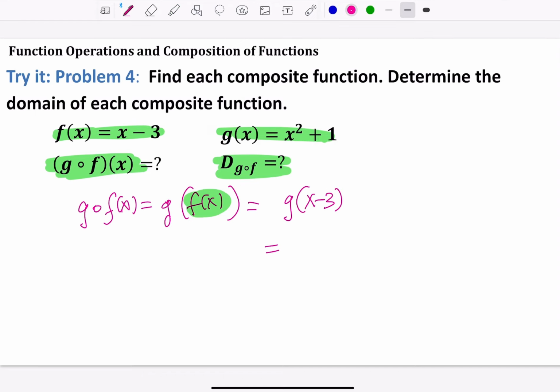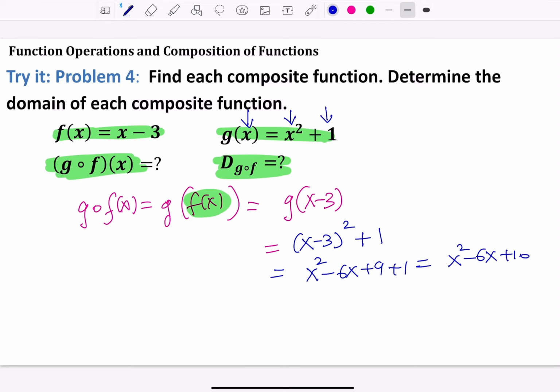What is the rule of the g function? What does the g function do to an input that goes in? Whatever input goes in, the g function squares it and adds 1 to it. So the g function is going to square x minus 3 and add 1 to it. Now we can simplify this by FOILing, and that would be x squared minus 6x plus 9 plus 1, which is x squared minus 6x plus 10.